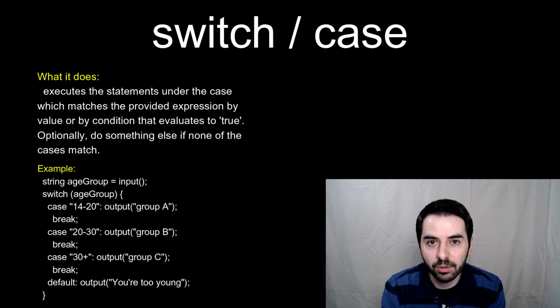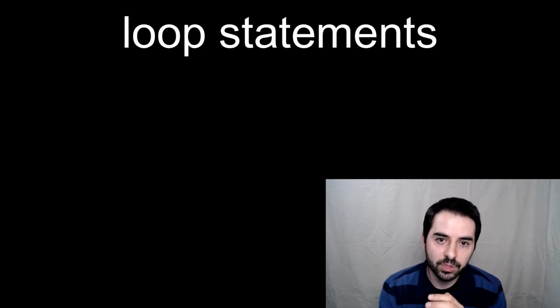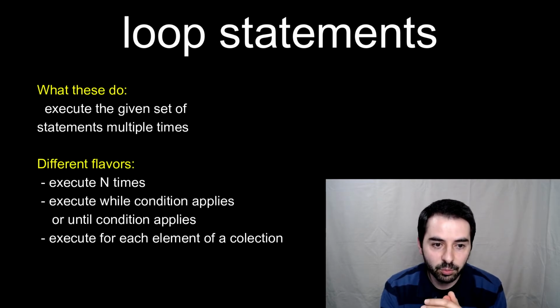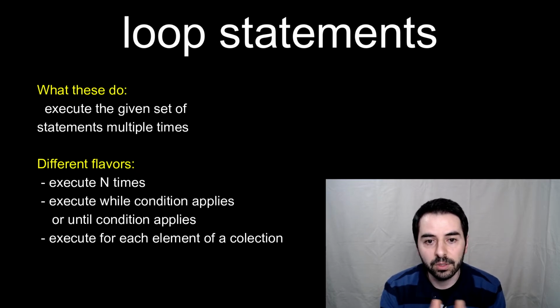In some languages it's called case. I don't know, maybe some others have a different name, but the most common ones are switch and case. So those two are the choice control flow statements. The next and bigger category is loops. Loops or iterations. Loops are basically the statements that allow you to run the same instruction or the same set of instructions multiple times.